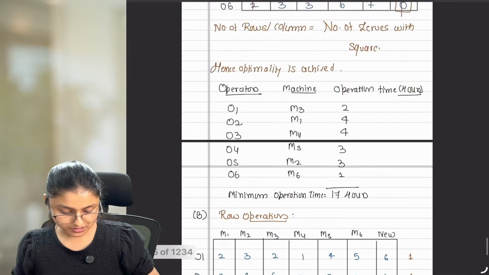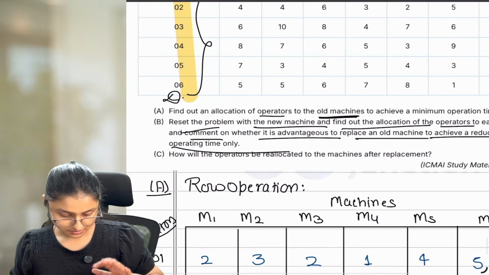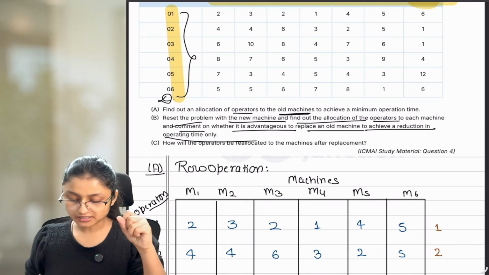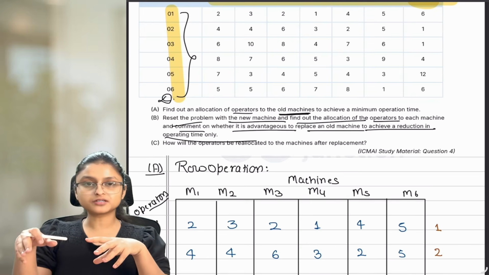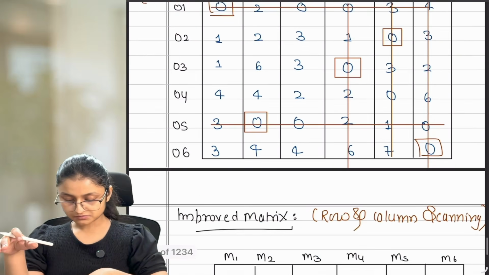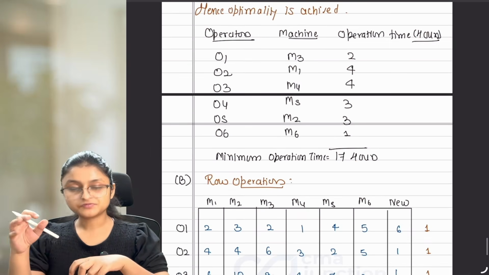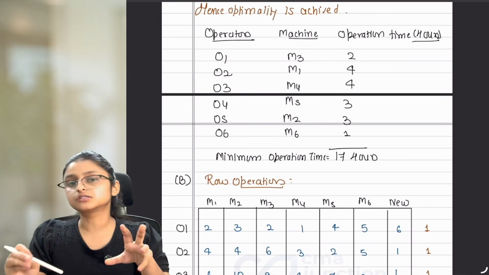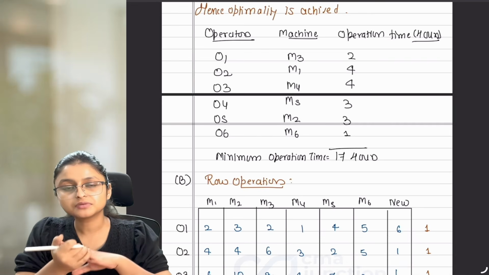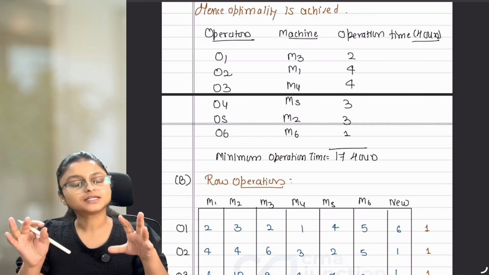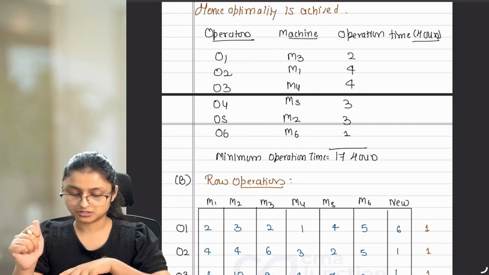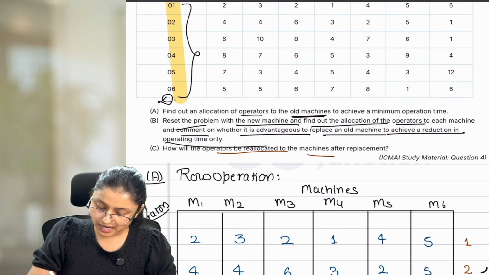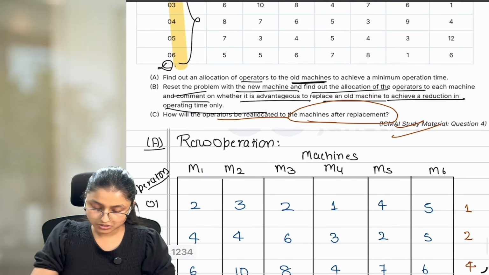The second part of the question was saying, reset the problem with the new machine which we have done, find out the allocation, and comment whether it is advantageous to replace an old machine to achieve a reduction in operation time. See, when we solved the first answer with the old machines, we had 17 hours. But with the help of the new machine, we are able to complete the work in 13 hours itself. So 4 hours is the reduction in time, and hence if you want to reduce time, it is advantageous for us to have that new machine. Okay? So this is the answer for the B part. And then how will the operators be allocated to the machine after replacement? This though we have already shown.